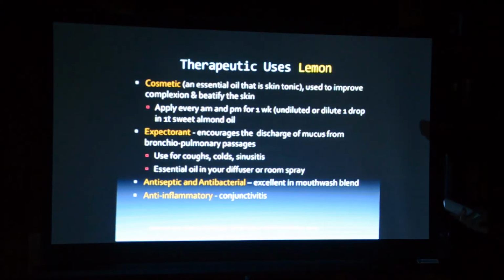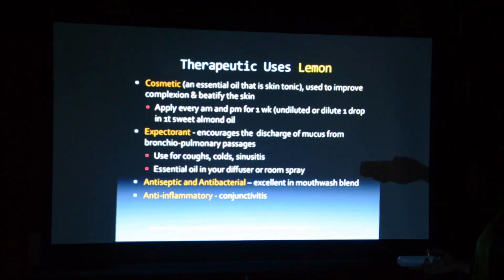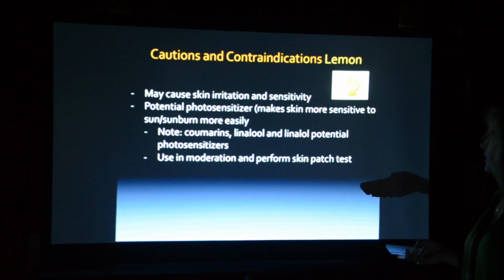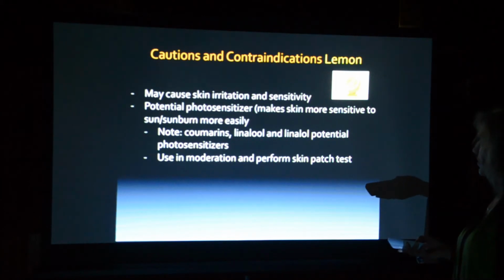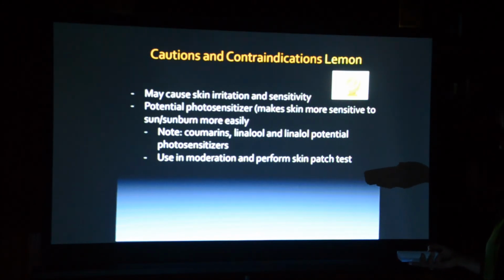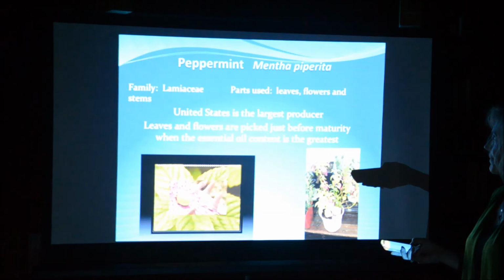So again, a cosmetic, an expectorant, which means it's used for coughs, colds, and sinuses, and encourages the discharge of mucus from the bronchopulmonary passages. Antiseptic and antibacterial, and an anti-inflammatory. It can cause skin irritation and sensitivity, and most of the citrus oils can do that, so you have to be careful when you're out in the sun because it's a photosensitizer potentially, so you can burn more easily, and so you have to be cautious with that.